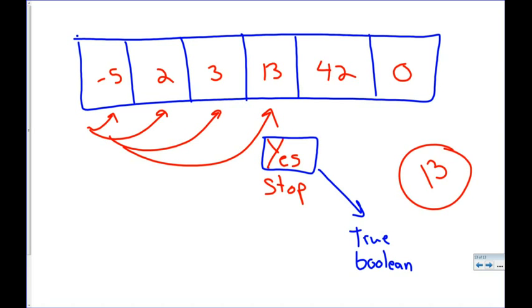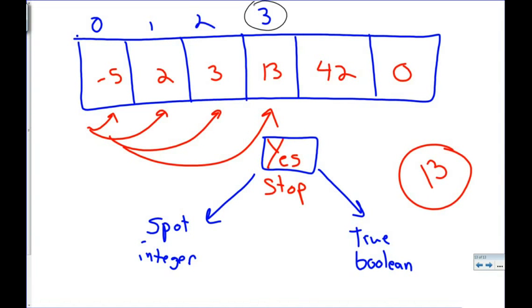And let's say I search for 99. We'd go no, no, no, no, no, no, no, and we're done. No, there's no 99 in the list. But what's another thing I could return other than just true or false? The spot. And that would be an integer. So in other words, it would give me spot 3, that this is at spot 3 in the list.